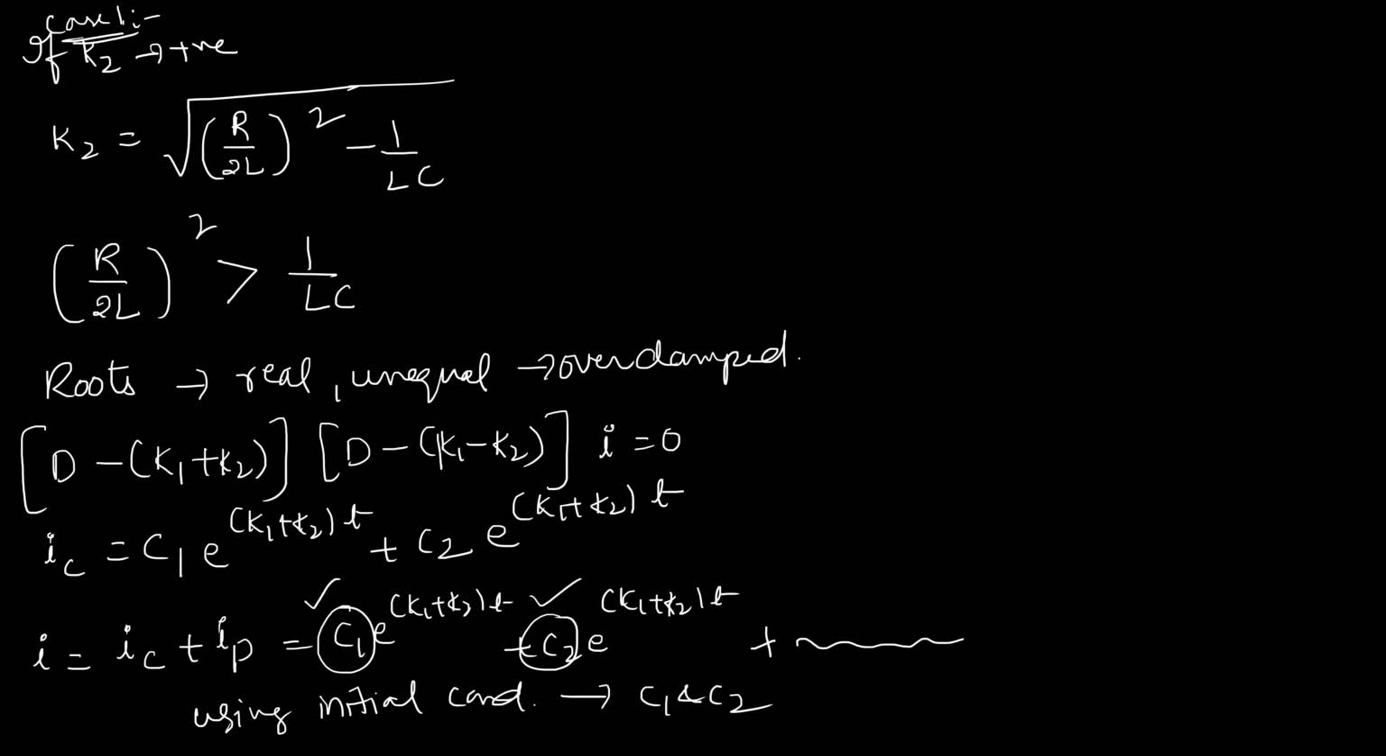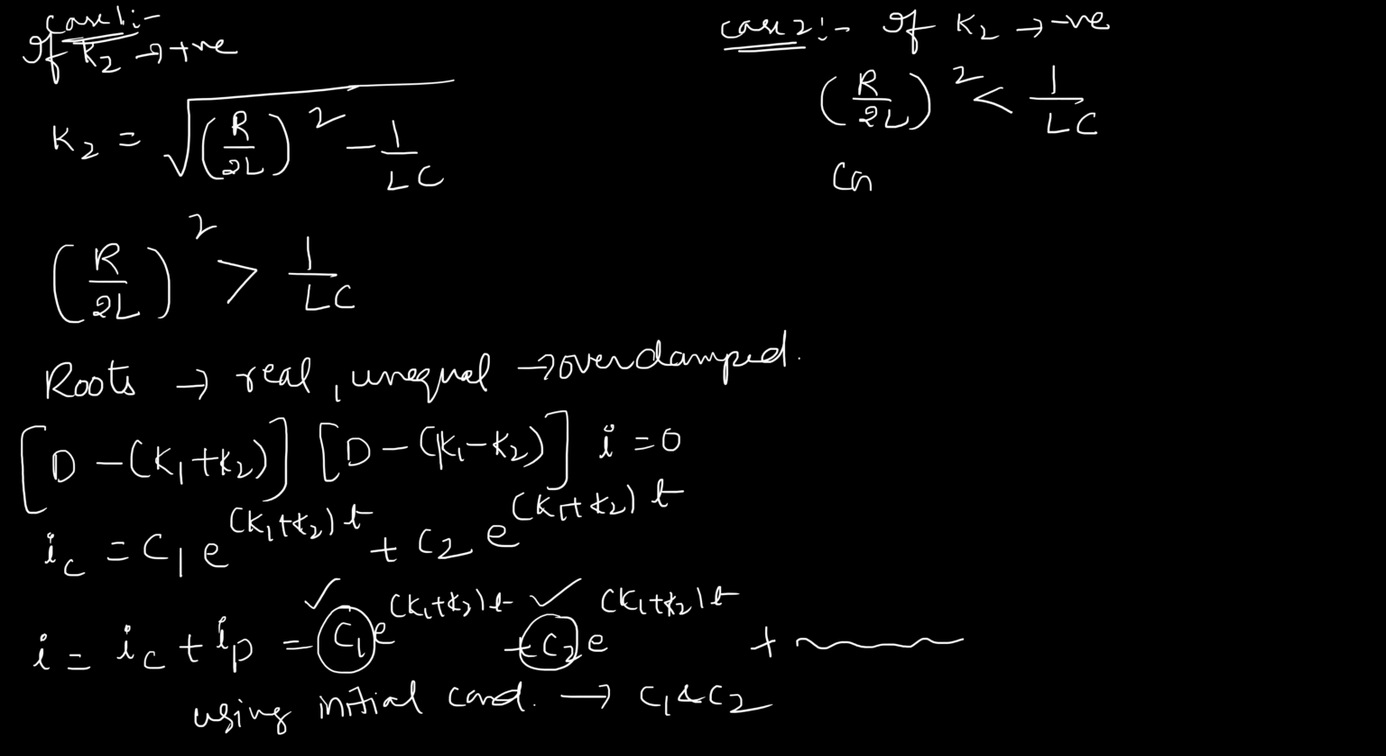Okay, so now what is case 2? Case 2 can be if K2 becomes negative. When K2 becomes negative, that means (R by 2L) whole square is less than 1 by LC. If this happens, then we may say that K2 is a negative value. Okay, so under these circumstances, how can the roots be? The roots are complex conjugate, which gives what kind of response? Which gives an underdamped response. Okay, underdamped response you may expect.